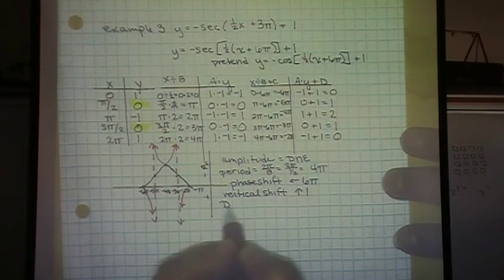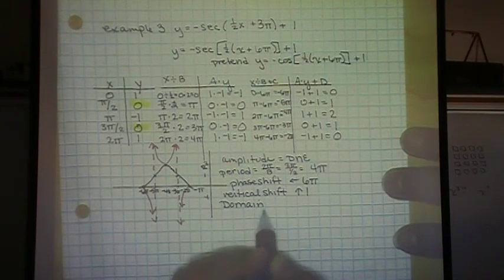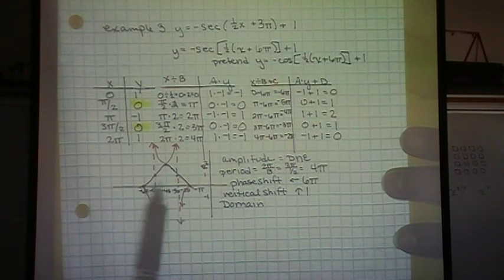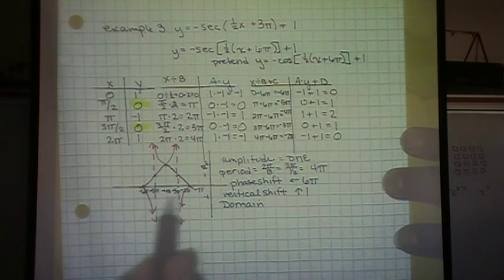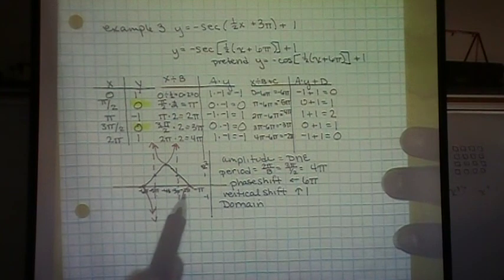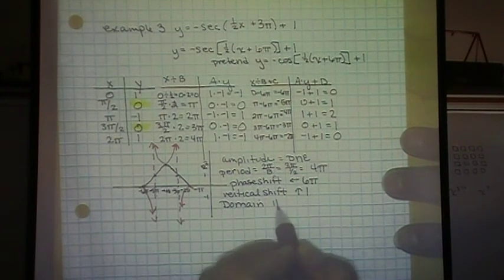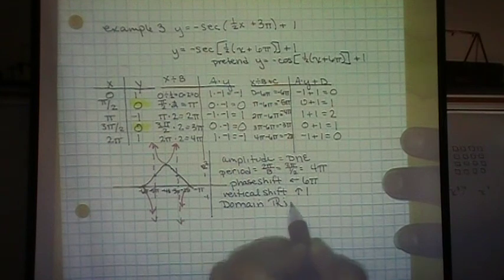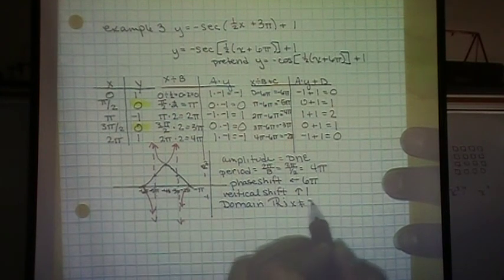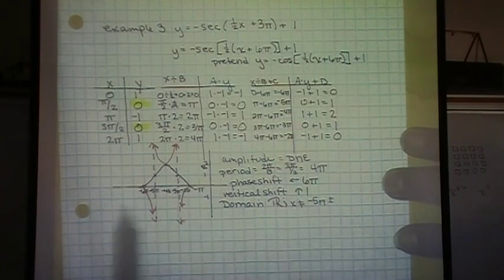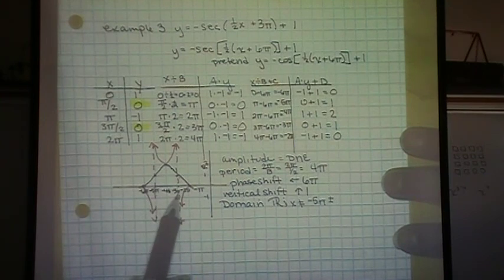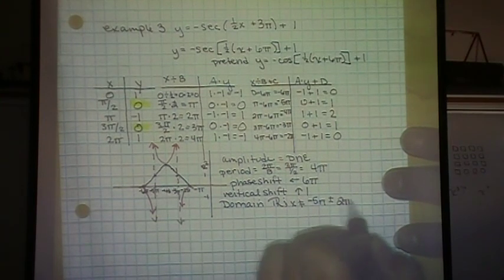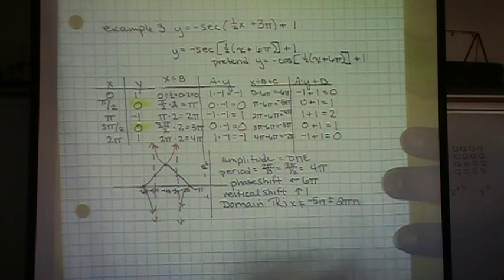Domain, do it the same way we did the cosecant graph. We're going to have all our x values except where our asymptotes occur. And it doesn't matter which one you use. You could use the negative 5 pi or you could use negative 3 pi. It's all real numbers except x cannot equal negative 5 pi plus or minus. How far apart are these? The distance between negative 5 pi and negative 3 pi is 2 pi, or half your period, n.